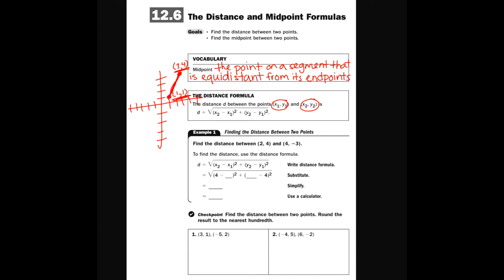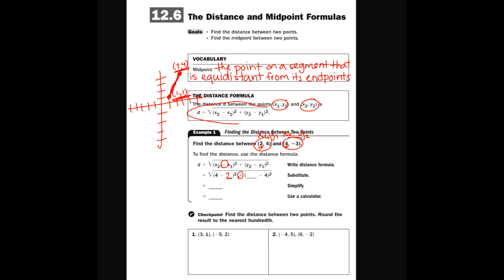So let's find the distance between 2, 4, and 4, negative 3. So I have first x1 is 2, y1 is 4, x2 is 4, y2 is negative 3. So you do x2 minus x1, or you can just do x1 minus x2, it's really the same. But they do x2 minus x1, so 4 minus 2 squared plus, and this is a plus, but in between each of these is a minus.